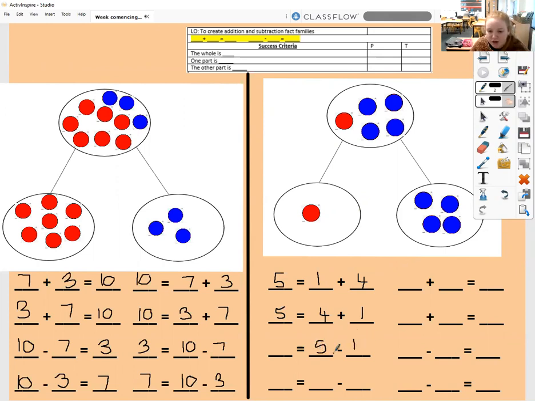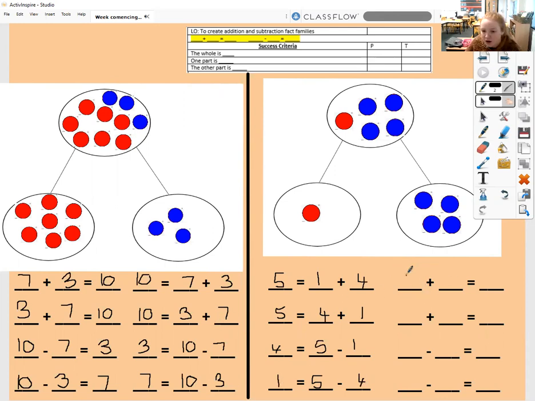So my whole before my subtraction symbol. 5, subtract my first part, which is 1, equals my remaining part, which is 4. So 4 equals 5, subtract 1. Again, put my whole before my subtraction symbol, subtract my first part, which this time is 4, equals the remaining part, which is 1. So 1 equals 5, subtract 4.